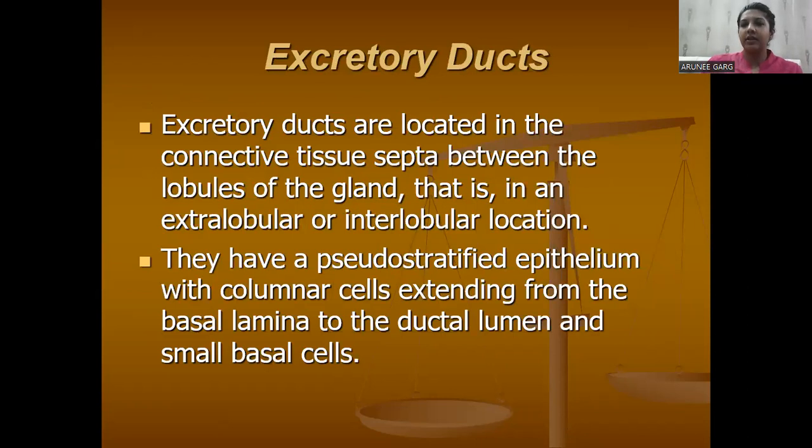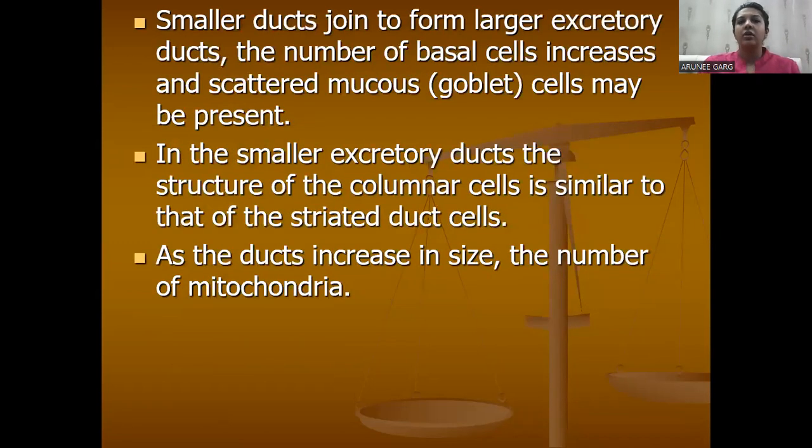These striated ducts are then followed by the excretory ducts, which have the largest diameter of the lumen. These ducts are located in the connective tissue septa between the lobules of the gland, that is, in an extralobular or interlobular location. They have a pseudostratified epithelium with columnar cells extending from the basal lamina to the ductal lumen and some small basal cells. The smaller ducts join to form larger excretory ducts.